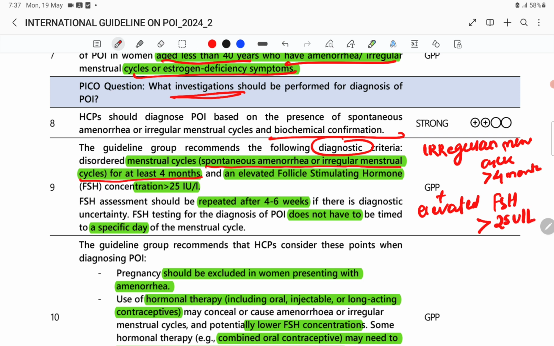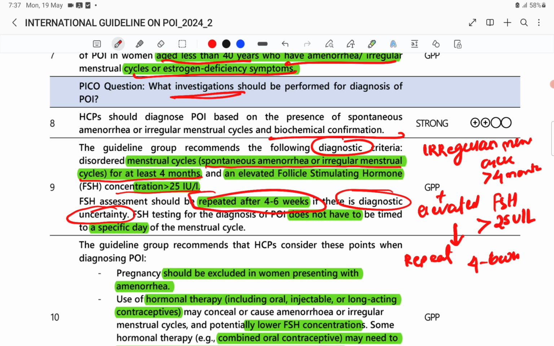So the first statement: the guideline recommends diagnostic criteria of disorder of menstrual cycles, spontaneous amenorrhea or irregular menstrual cycles for at least 4 months, and elevated follicle stimulating hormone, more than 25 international units per liter. Regarding FSH assessment, very, very important: only if there is diagnostic uncertainty should the FSH assessment be repeated after 4 to 6 weeks, that means 1.5 months.